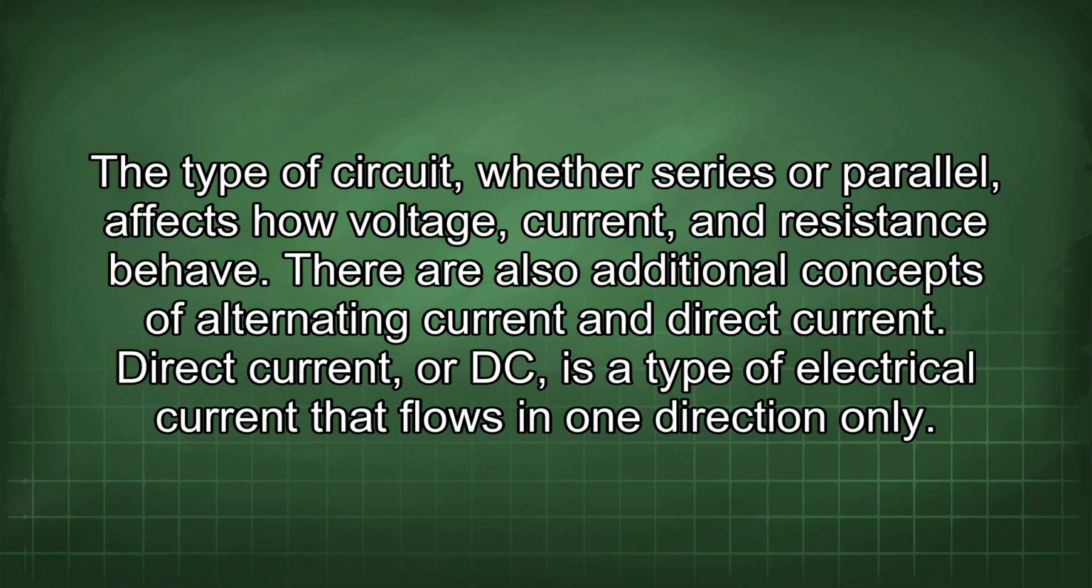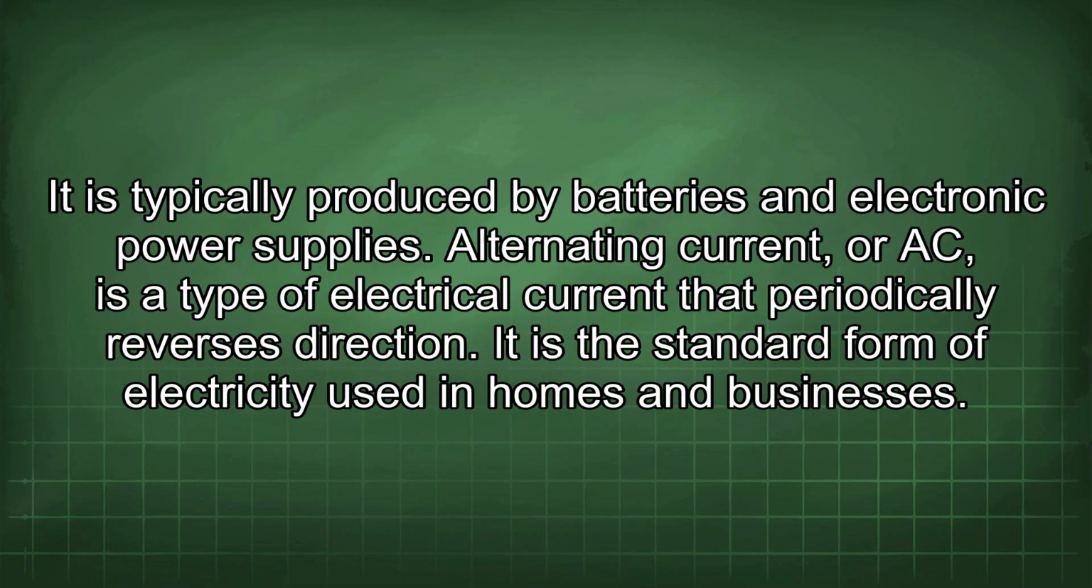Direct current, or DC, is a type of electrical current that flows in one direction only. It is typically produced by batteries in electronic power supplies. Alternating current, or AC, is a type of electrical current that periodically reverses direction. It is the standard form of electricity used in homes and businesses.